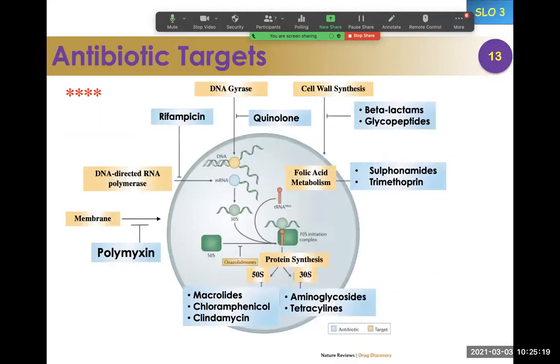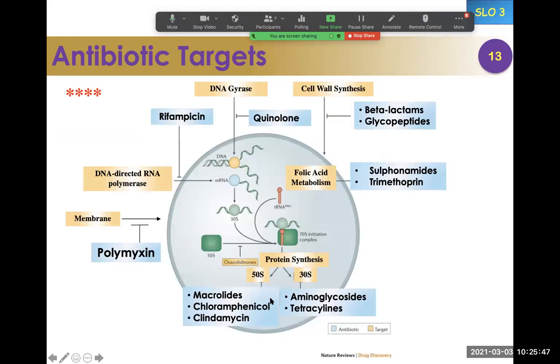So here is a list of antibiotics that I just talked about. And here is your replication. It targets DNA gyrase, and the antibiotic is quinolone. Cell wall synthesis, beta-lactams for gram-negative and glycopeptides as well, mostly for gram-positive. Folic acid metabolism, we use sulfonamide or trimethoprim.